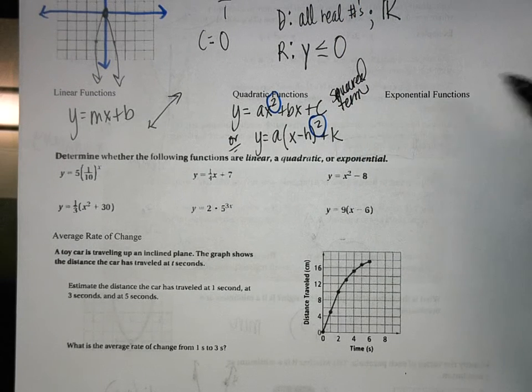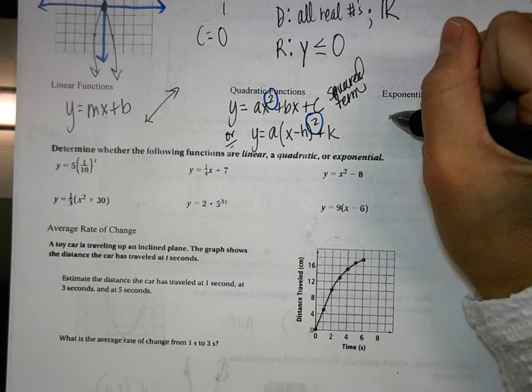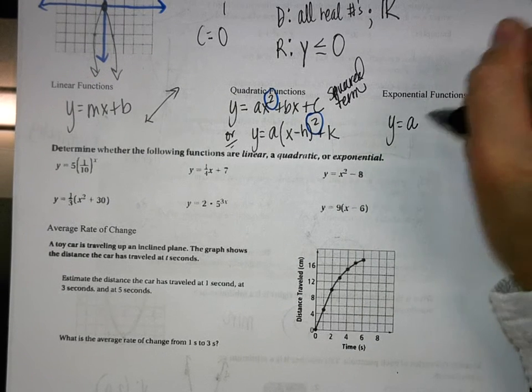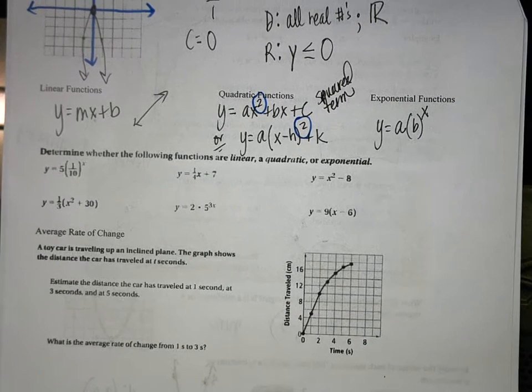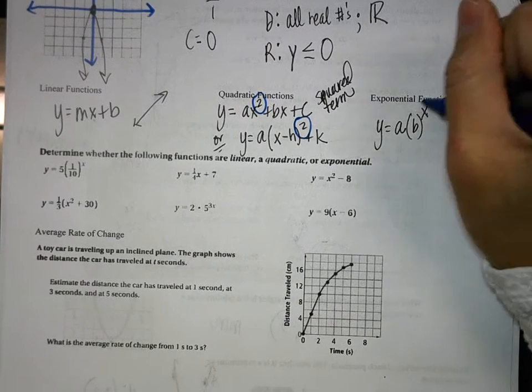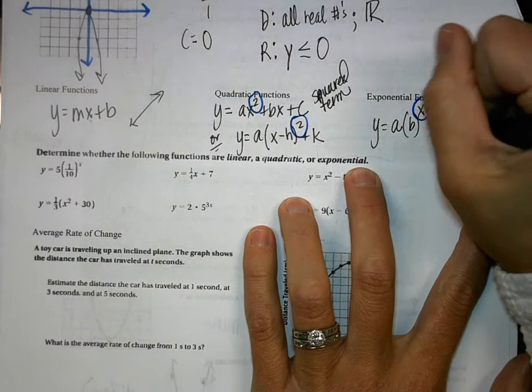Okay, then you have an exponential function. Exponential functions are written in this form, y equals a and then b to the x power. What you'll notice with exponential functions is that you have an x in the exponent.